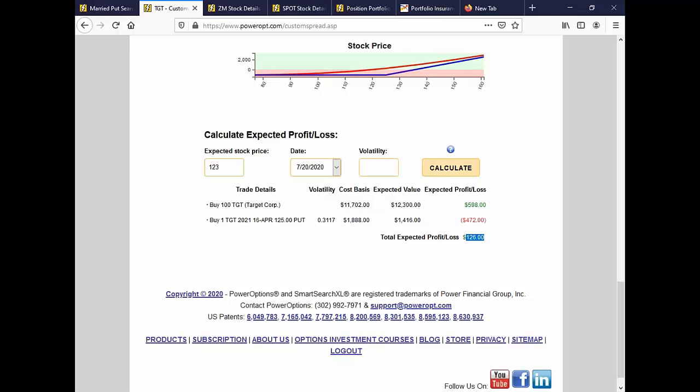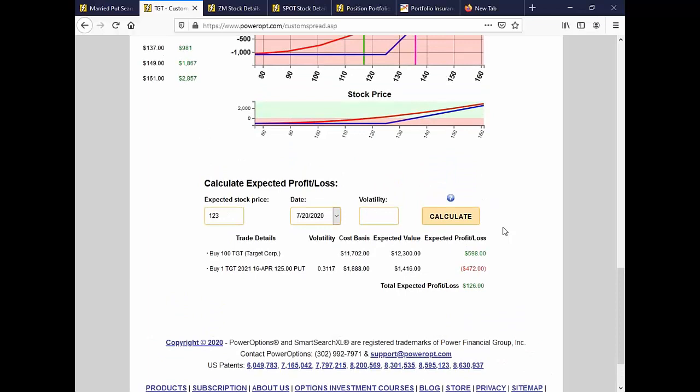It should be higher than that. I think the volatility is fluctuating with this. I don't expect to see that big of a decline here on this target put if the stock moves up 6 points. That seems excessive. Usually it's about half. So I'd expect to lose 300, not 472. But in any case, because this chart's using the same volatility, I should take that into account. So we go up to 123 in 30 days, and I see a profit of 126.